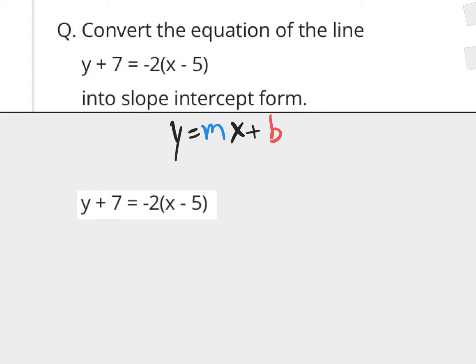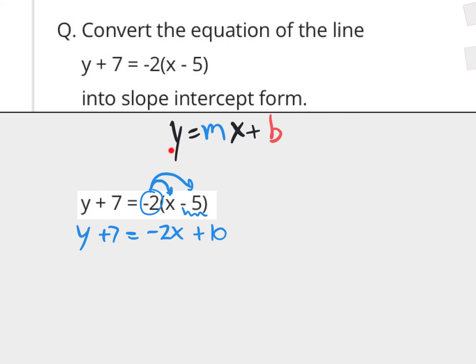So how am I going to manipulate it? Again, I don't want these parentheses because y equals mx plus b doesn't have parentheses. So I'm going to get rid of these parentheses. How? By distributing the negative 2 that's in the front. Negative 2 times x is negative 2x. Negative 2 times negative 5, that is a positive 10. And then you bring down the y plus 7 and the equal sign. Now it's almost in y equals mx plus b form.